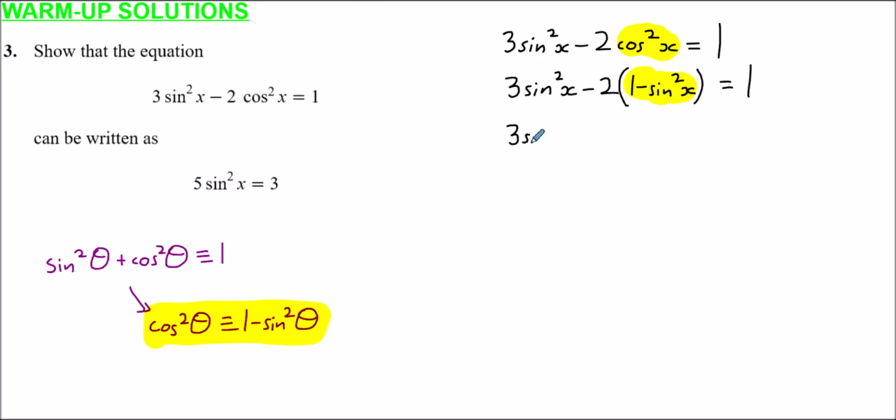So now if we expand these brackets, we get 3 sine squared x, minus 2 times 1 is minus 2, minus 2 multiplied by minus sine squared x gives us plus 2 sine squared x, which equals 1, and then we're done pretty much. 3 sine squared plus 2 sine squared gives us 5 sine squared x. And if we add 2 to both sides, this 2 disappears, and 1 plus 2 is 3. And so we've proved what we needed to show.